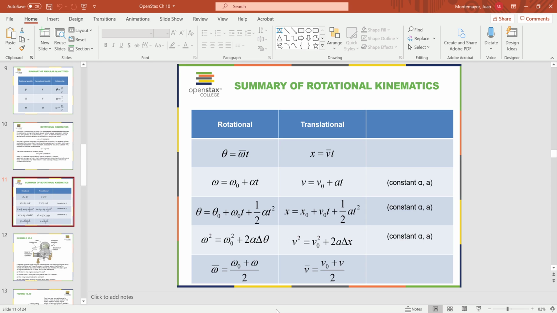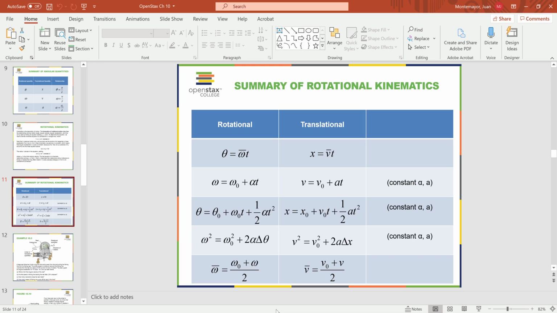So if we're able to do this with all of the kinematic equations, you'll pretty much get this, where we have theta equals omega t, which is basically x equals vt. The equation we just went through, omega equals omega naught plus alpha t. Theta equals theta naught plus omega naught t plus 1/2 alpha t squared, which is basically our x equals x naught plus v naught t plus 1/2 a t squared.